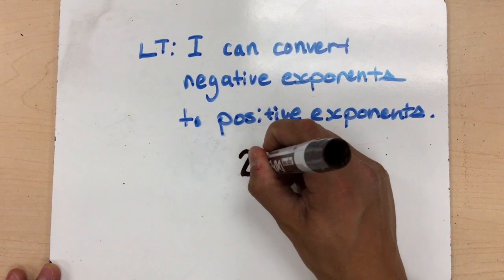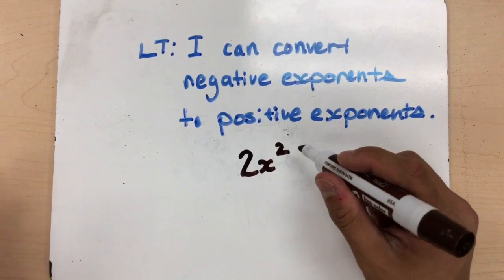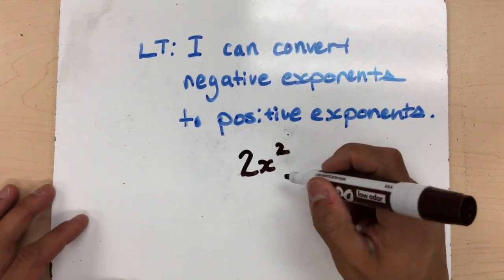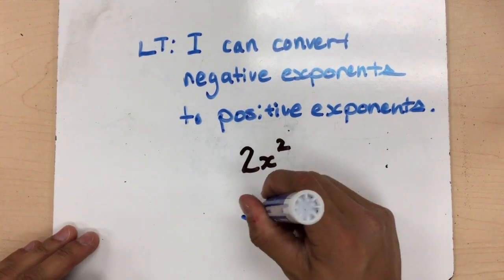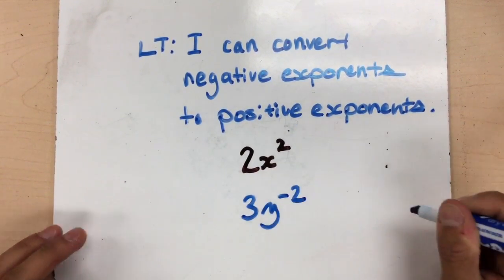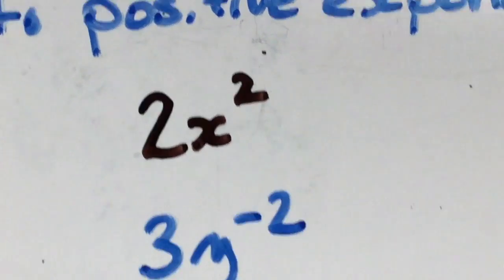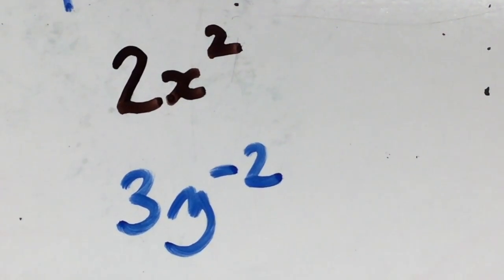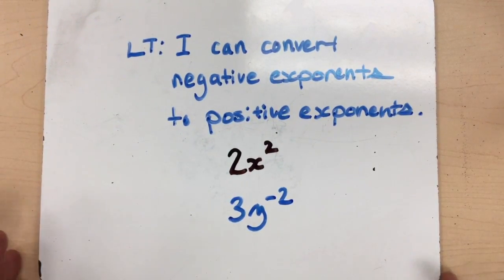Let's say I have 2x squared. This is a positive exponent. If I were working with a negative exponent, I might have a number like 3y to the negative 2. Notice how our negative exponent is right here. That looks a little terrifying, I know, and fear not, because we're going to learn how to deal with these today.